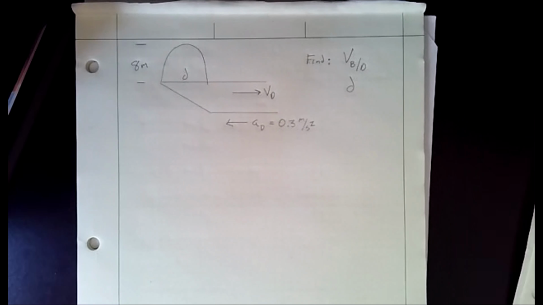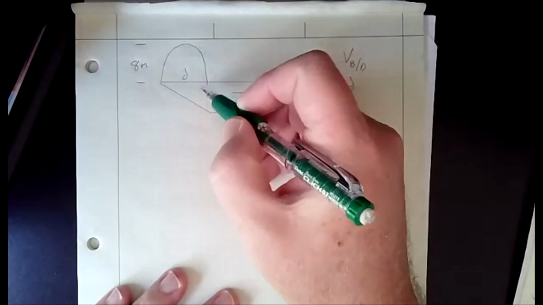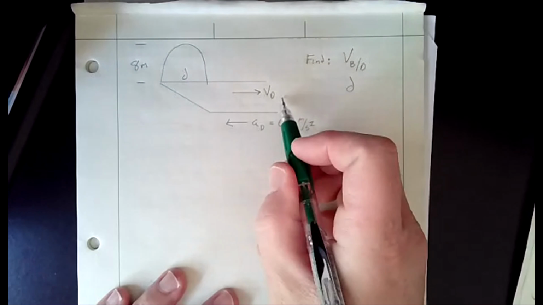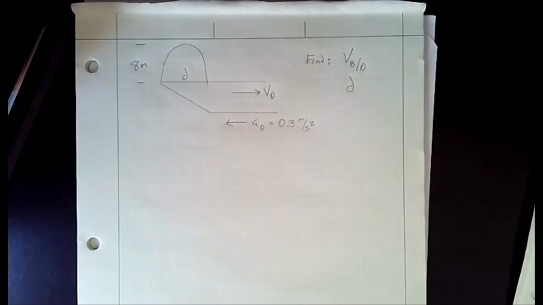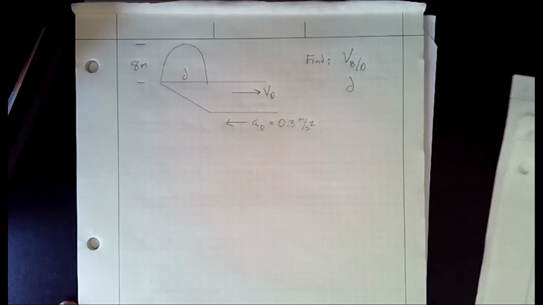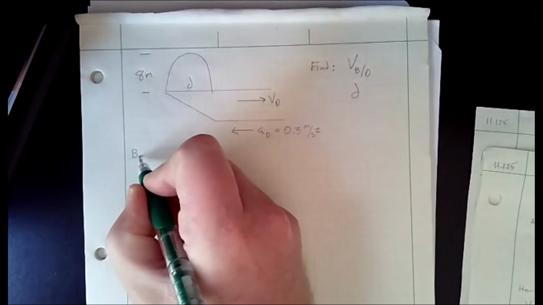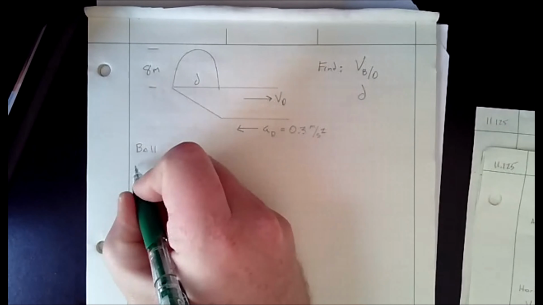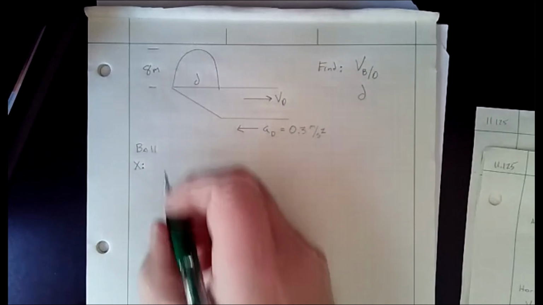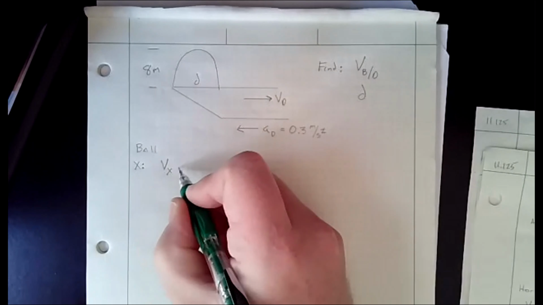So here we have the drawing, and we have our deck. We know that the ball is going to go up and down, height of 8 meters, velocity of the deck's that way, acceleration of the deck is that way. Now, let's first look at the ball. For the ball, the horizontal motion, so x horizontal motion, we know that Vx is going to equal Vx naught, meaning that whatever the velocity in the x is, it isn't going to change. It's going to stay the same.